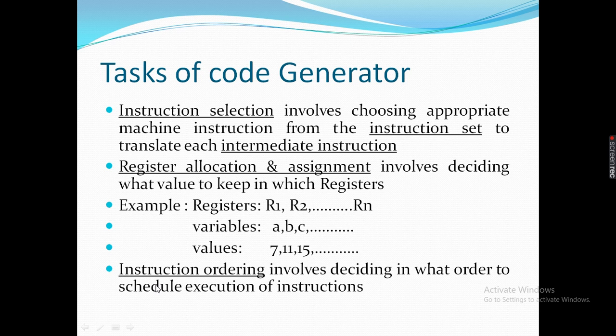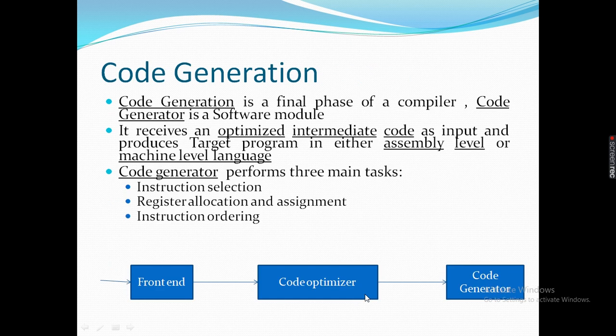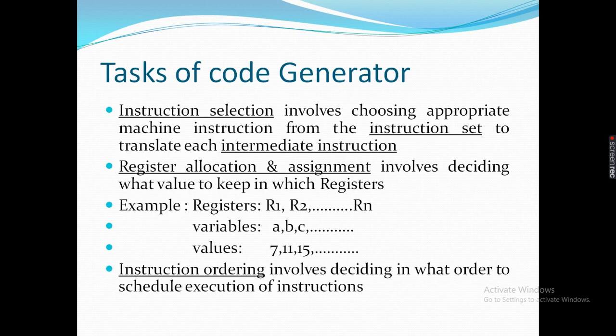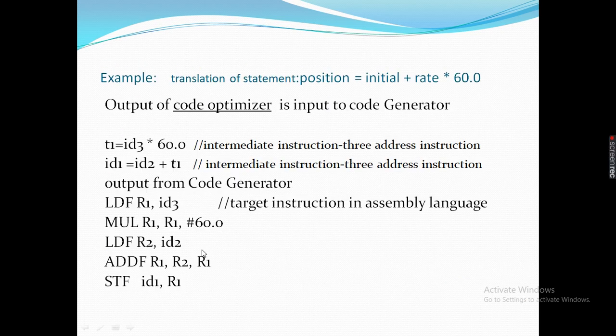The third task of the code generator is instruction ordering. Instruction ordering involves deciding in what order to schedule the execution of the program. This is the order of execution of instructions: first the LDF instruction will be executed, followed by this. For this target program, the instructions are executed in sequential order, or in a different order for some other sequence.